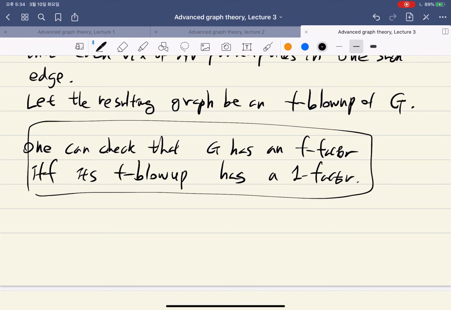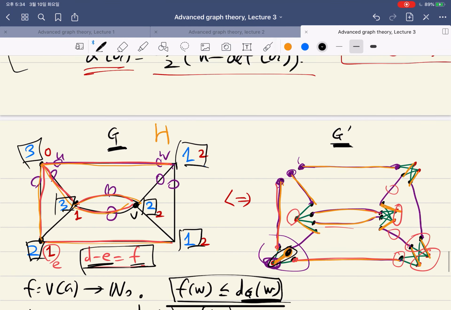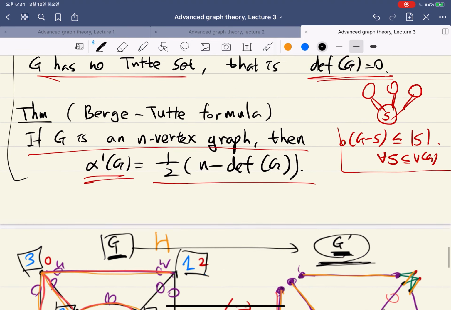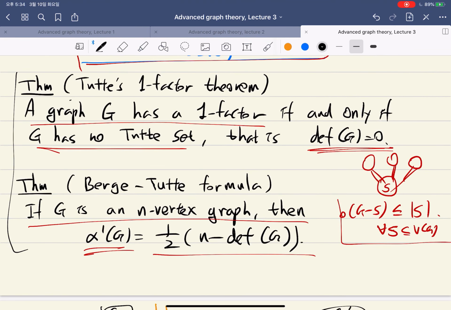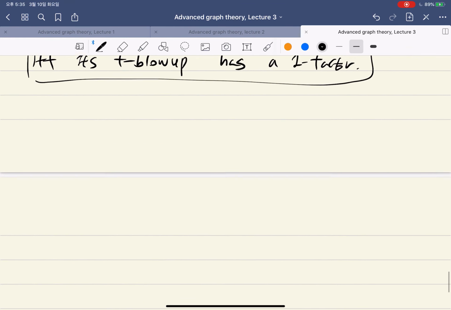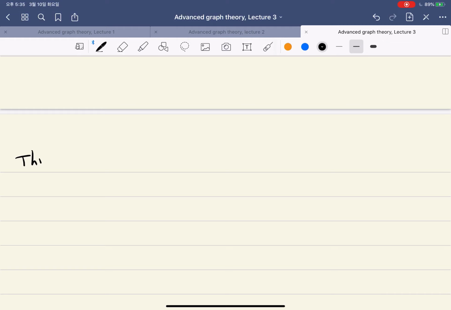So what we want to do is take a graph G, and then take its f blow-up, and check the Tutte-Berge formula, or whether it has a Tutte set or not. Then we can find the condition where this has a Tutte set, and transfer that condition back to G. Then we can find the necessary and sufficient condition for G to have an f factor, which gives us the Tutte f factor theorem.